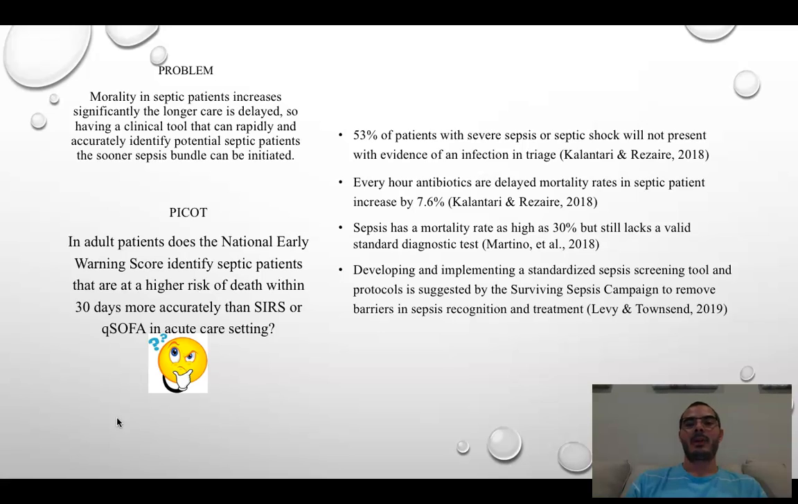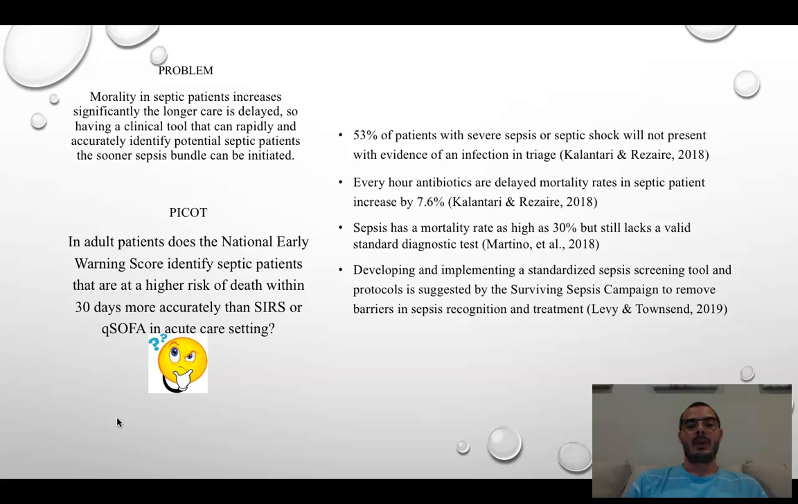The problem with realizing or diagnosing or detecting sepsis quickly in the emergency department is that 53% of patients with severe sepsis or septic shock will not present with evidence of an infection in triage. So we're not recognizing these patients fast enough, but yet we're being held to a standard or an expectation to initiate care more rapidly.